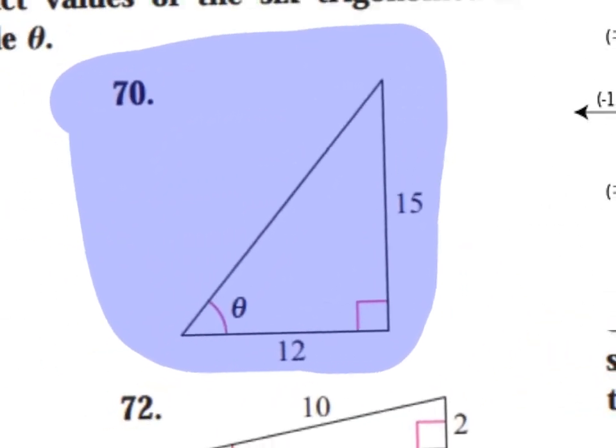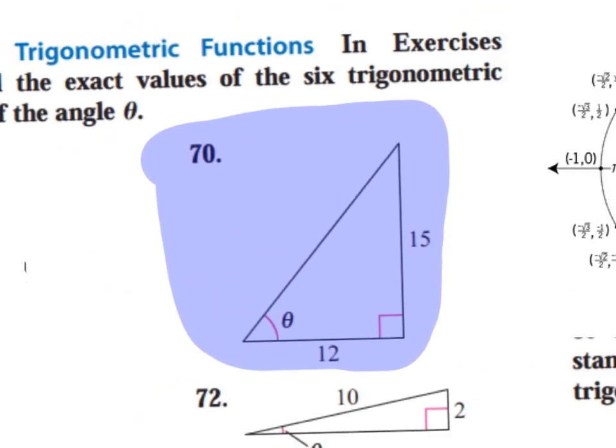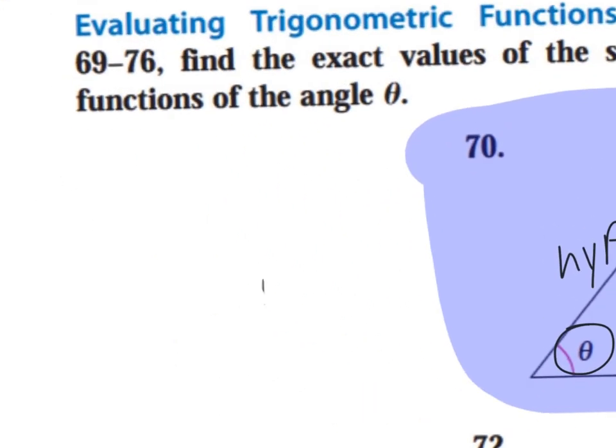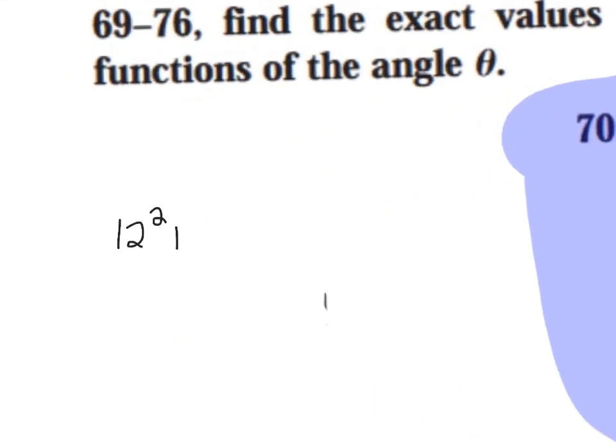I'm just kidding. All right, guys, if they give you a triangle and they're telling you, here is theta, here's 2 sides. In regards to theta, they're giving us the opposite and the adjacent. So what do we need to find? The hypotenuse. How do you find the hypotenuse? The Pythagorean theorem. So we're going to say 12 squared plus 15 squared equals c squared.